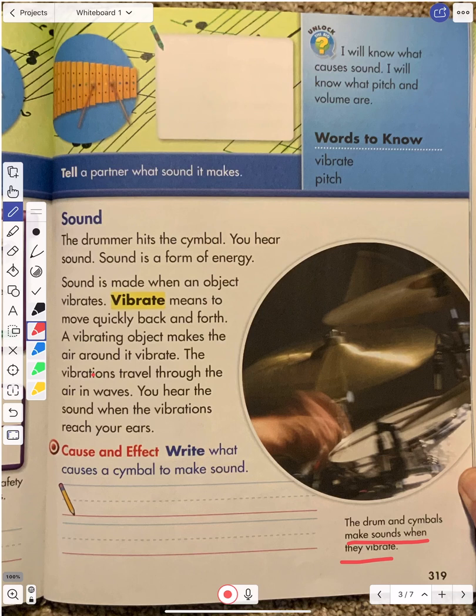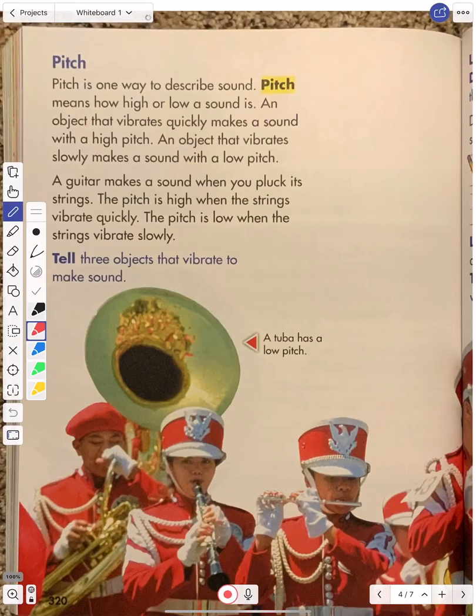Moving on to page 320. Pitch. Pitch is one way to describe sound. Pitch means how high or low a sound is. An object that vibrates quickly makes a sound with a high pitch. An object that vibrates slowly makes a sound with a low pitch. A guitar makes a sound when you pluck its strings. The pitch is high when the strings vibrate quickly, and the pitch is low when the strings vibrate slowly.